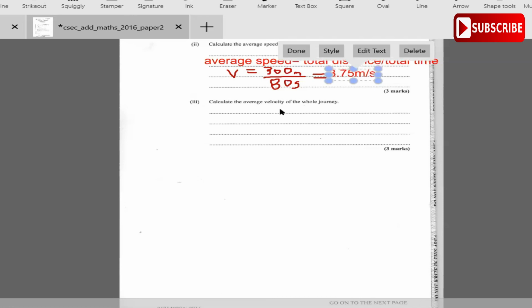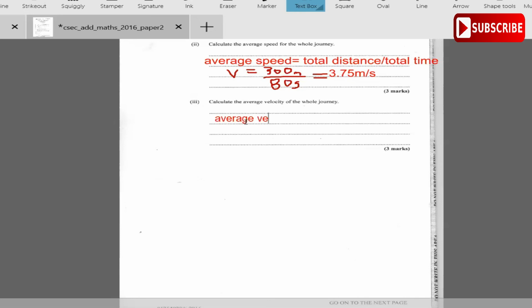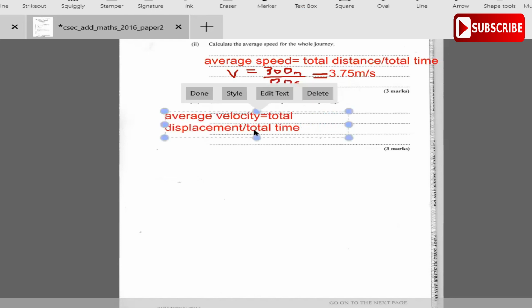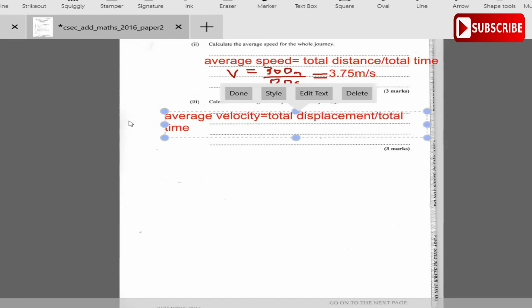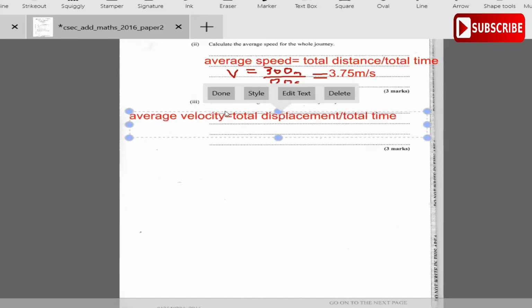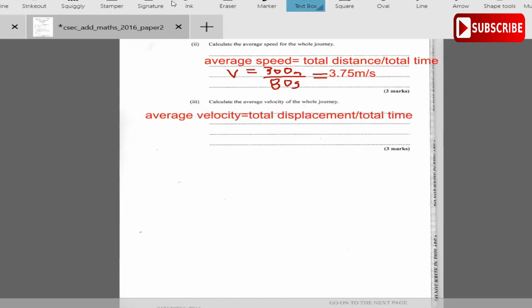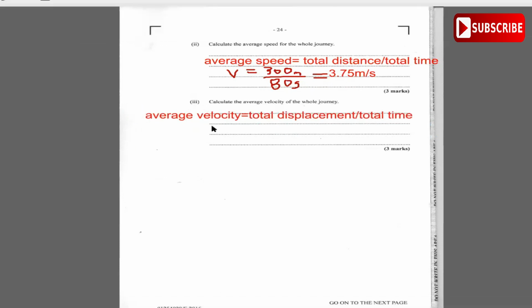Find the average velocity. Now here's the difference between average speed and average velocity. Average velocity is equal to total displacement over total time. That's how we find average velocity. So let's go ahead and find the average velocity. Let's call it V again.